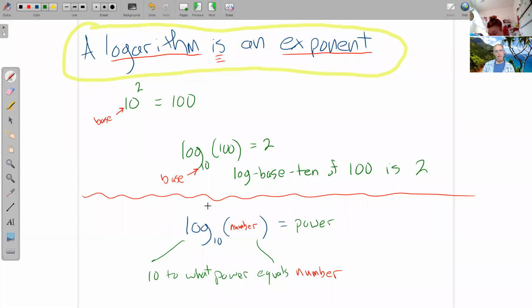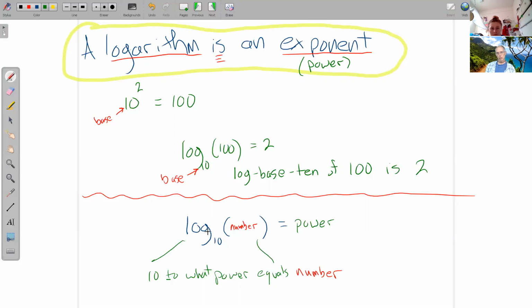And a logarithm answers the question, to what power do I raise 10 to get some answer? So over here below, I wrote log base 10 of a number equals some power. Right? A logarithm is an exponent. The word exponent is synonymous with power.